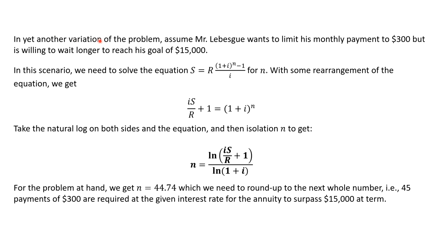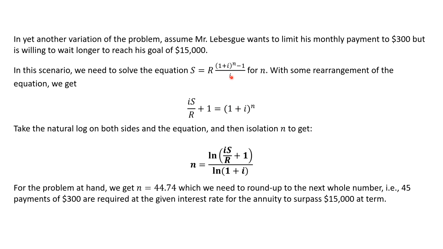And yet another variation of the problem, assume Mr. LeBay wants to limit his monthly payment to $300, but is willing to wait longer to reach his goal of $15,000. So for this case, we want to find n. We want to know what n needs to be in order for him to get to this amount. So this is an algebra problem. I've kind of left a few steps out, but I can talk through them here.